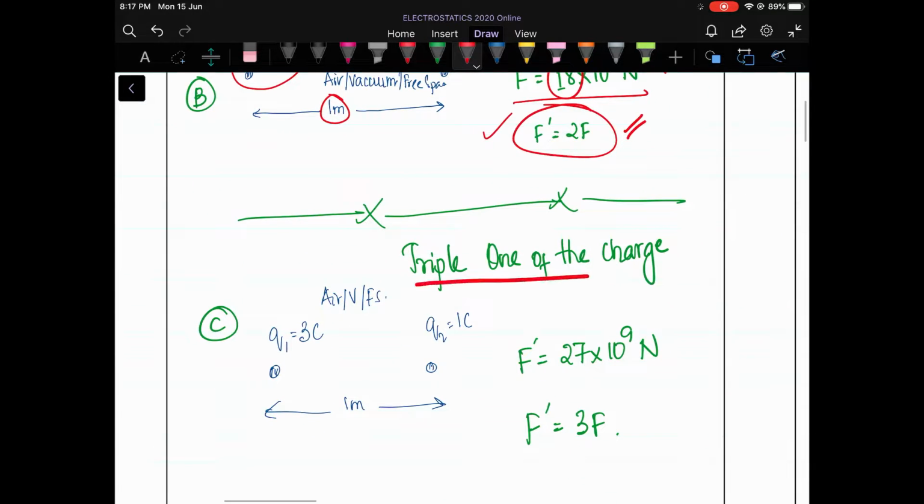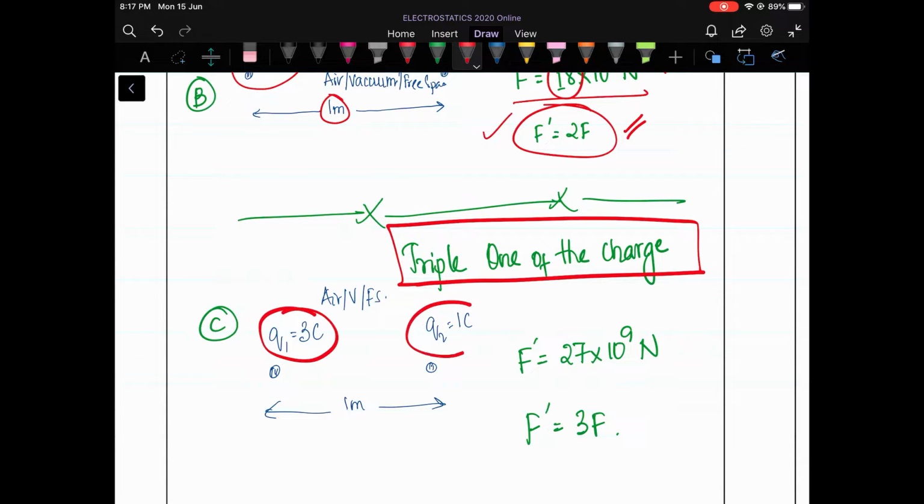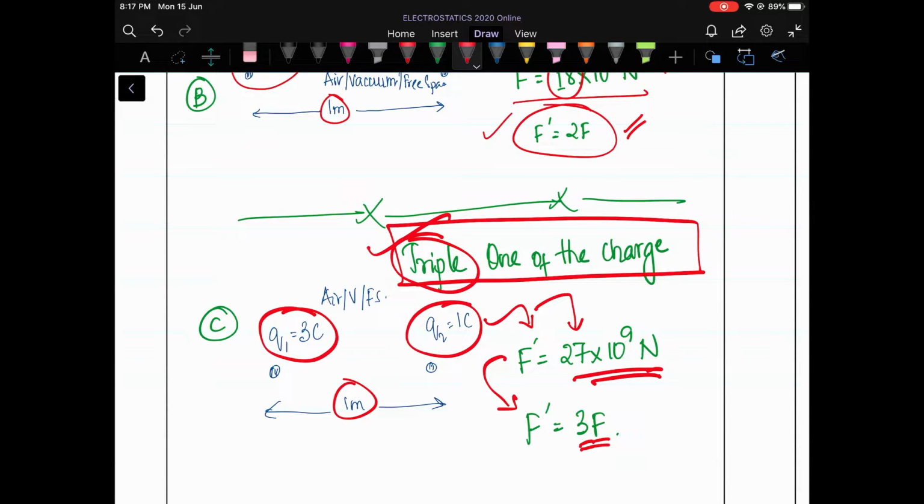Also, if we simply triple the value of one of the charges, like here we have 3 coulombs of charge and the other charge is still 1 coulomb separated by 1 meter, you will notice instead of getting 9 into 10 to the power 9, which was the force between 1 coulomb and 1 coulomb of charge, we now get 27 into 10 to the power 9 newtons of force, which clearly shows that this new force is now 3 times the initial force. So the effect of making one charge triple the initial value should result in a larger force, 3 times bigger than the previous value.